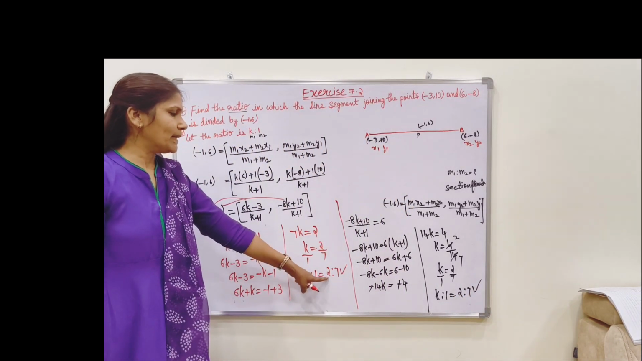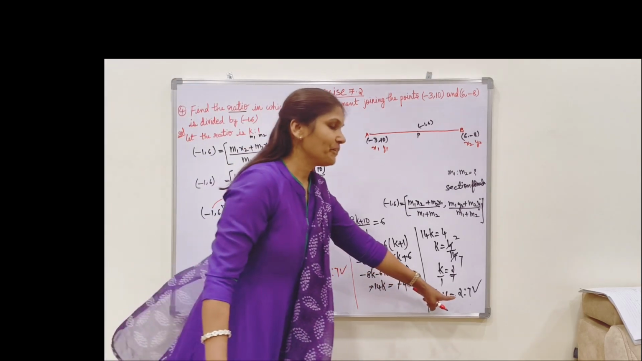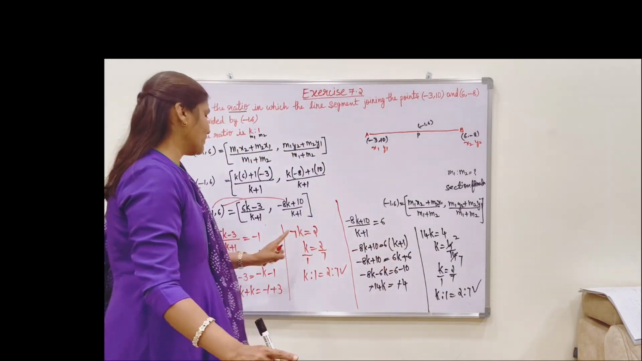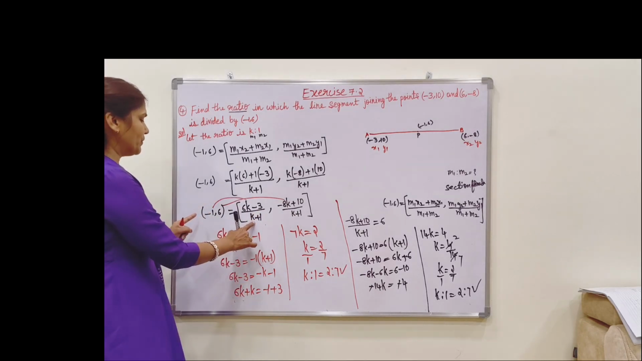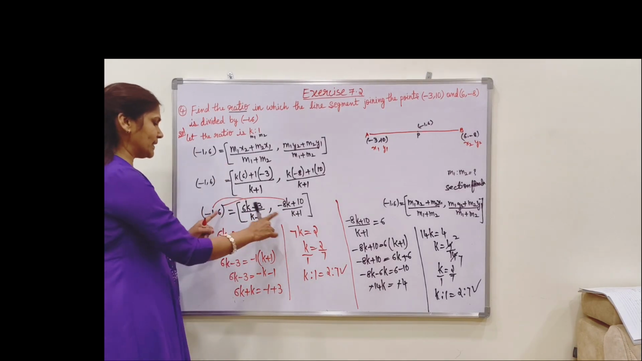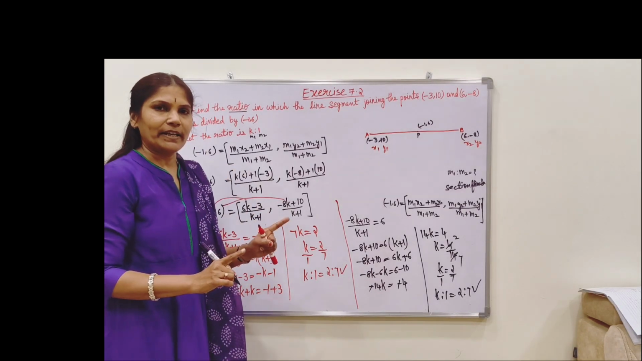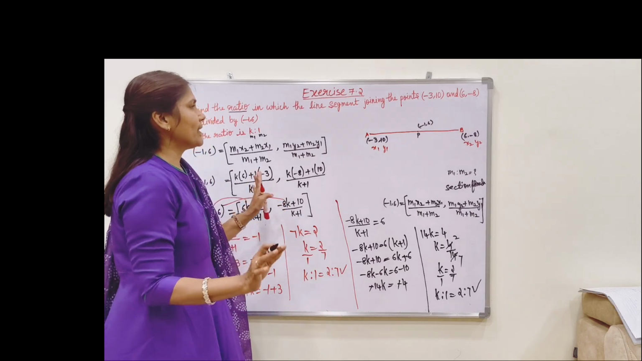Here you observe, this answer also 2 is to 7. This answer also 2 is to 7. For understanding I explained this too. But in the exam, you take this one equal to this one, otherwise this one equal to this one. Any one did means okay. So this is the answer.